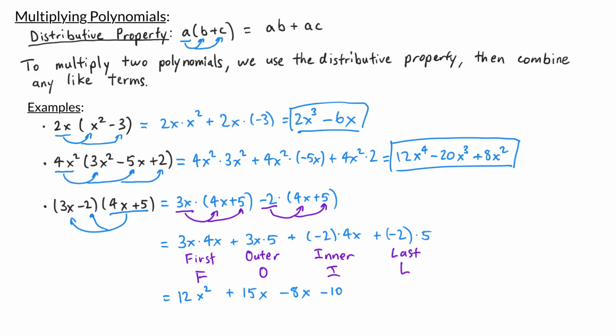Notice here that we have like terms. The 15x and the negative 8x are like terms, which means that we can combine them together.